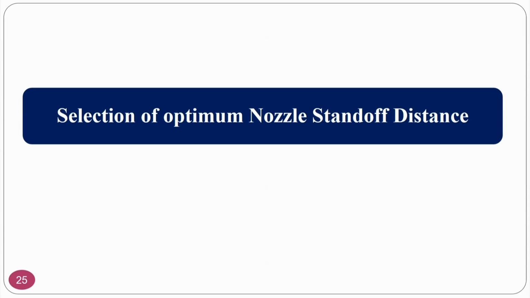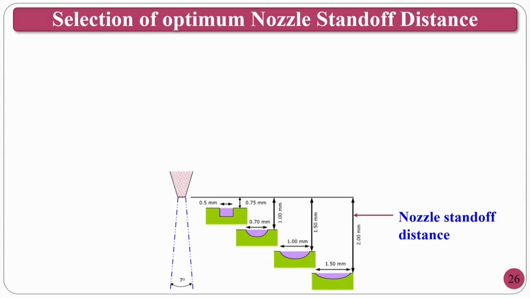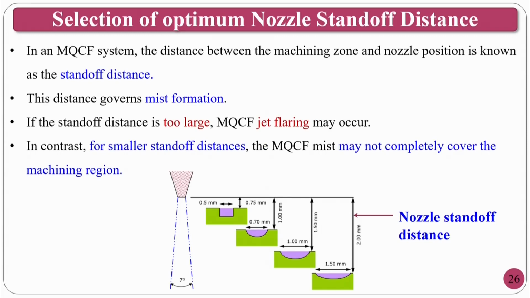From this we have considered the cutting fluid composition, whether you want 1:8 or 1:16. Now we are going to the optimum standoff distance, that is, how far the nozzle has to be kept from the machining region. If you see the MQCF system, the distance between the machining zone and the nozzle position is known as the standoff distance. This distance is governed by the mist formation. If the standoff distance is too large, jet flaring will take place. That means if your workpiece is here, you will have this much only. If your workpiece is here, you will have more flaring, that is, more diverging will take place.